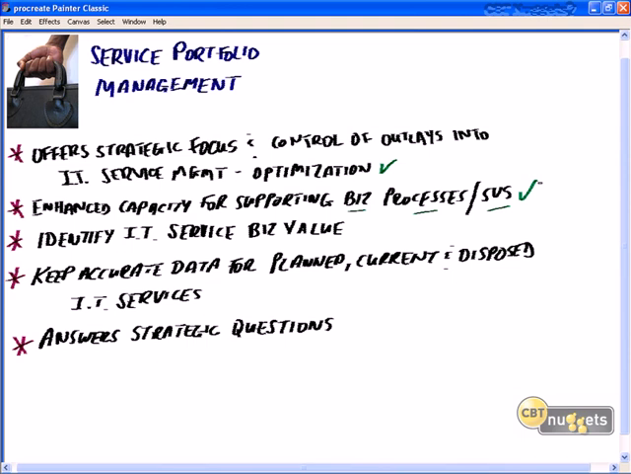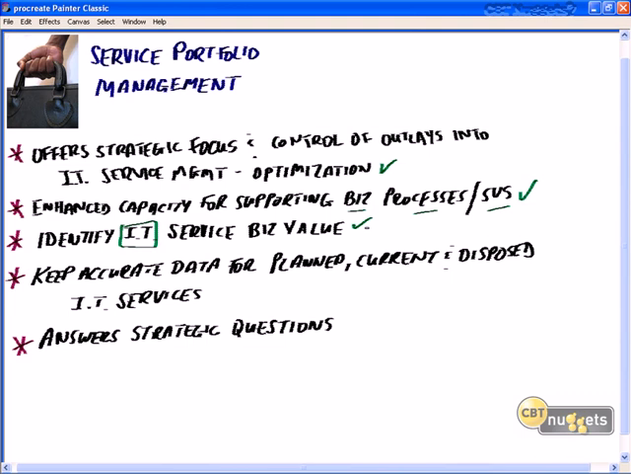We want to be able to delineate and identify the IT service business value. What type of business value do we offer through our IT services? Whether they be security services, voice services, video, audio streaming capabilities, and not just network services. That's my specialty, so I kind of gravitate towards networking and security services. But we're talking about the wide range of IT services.